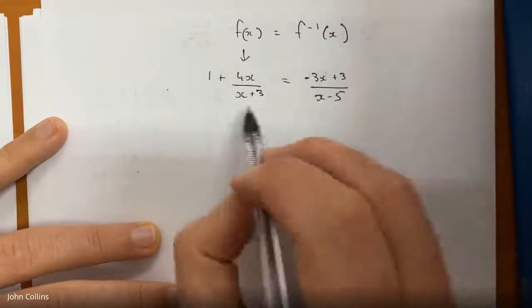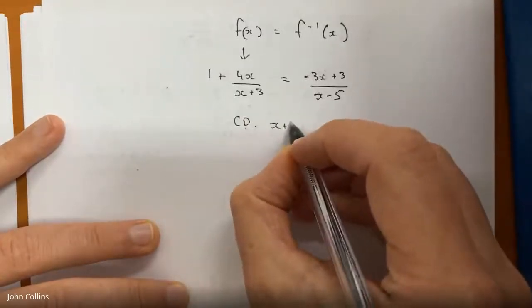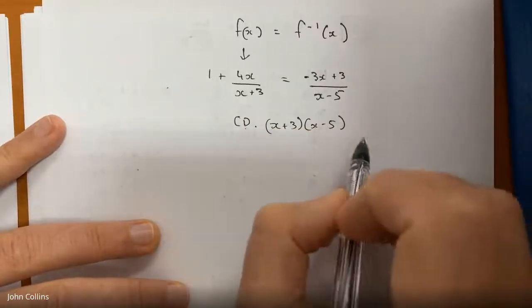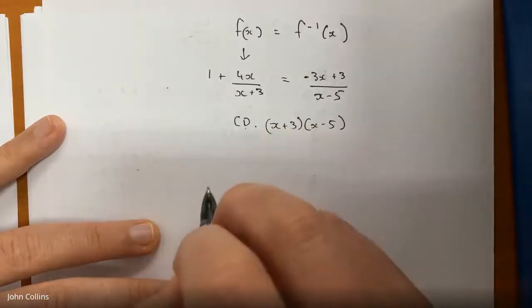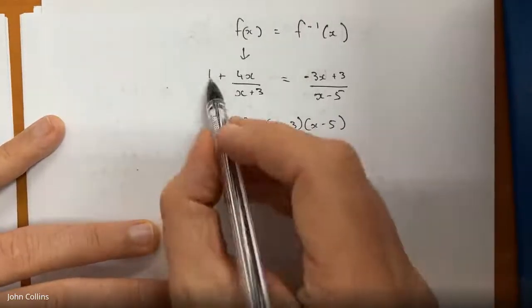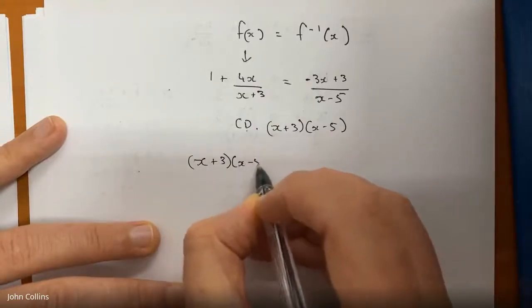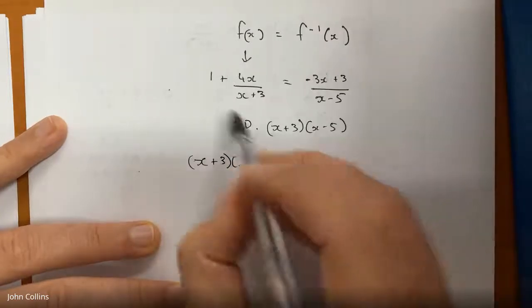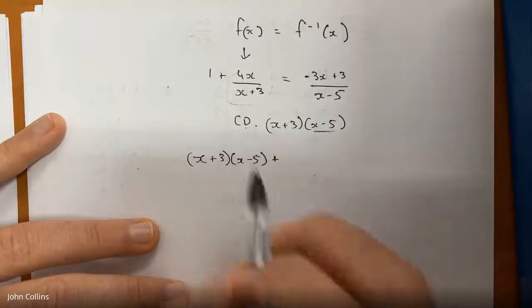The common denominator here, CD, would be x plus 3 times x minus 5. So everything must be multiplied by x plus 3 times x minus 5 to get rid of these two denominators. 1 included, so 1 is the first thing to be multiplied by both of them, the second term, so that's times 1. So that's that one. The second term only needs to be multiplied by x minus 5 because the x plus 3's will cancel.